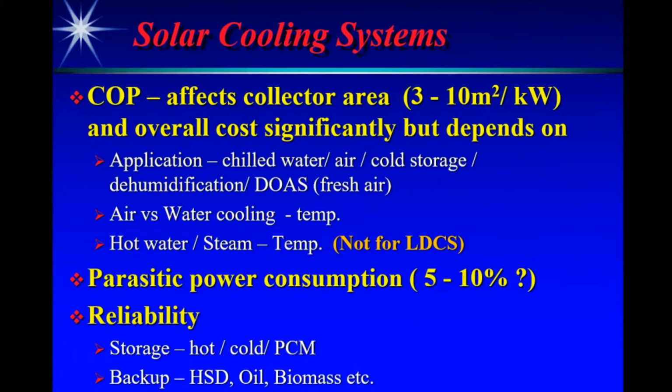Whenever we talk of solar cooling systems, there are a few issues which we have to keep in mind. The first one is the COP. Typically, the coefficient of performance of heat-driven systems is low. It could be 0.6, it could be 0.8, or even lower. And if these are the COP values, the collector area required for collecting the thermal energy becomes quite large, which also adds to the cost of the overall system. Therefore, high values of COP are definitely desirable so that we can reduce the cost.